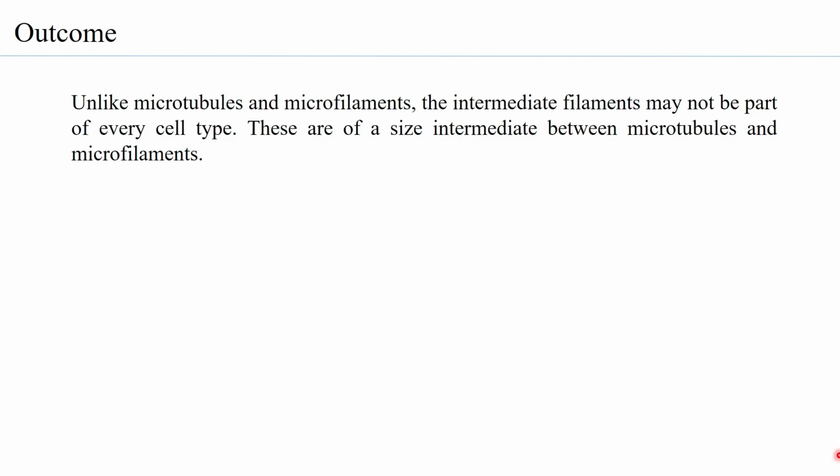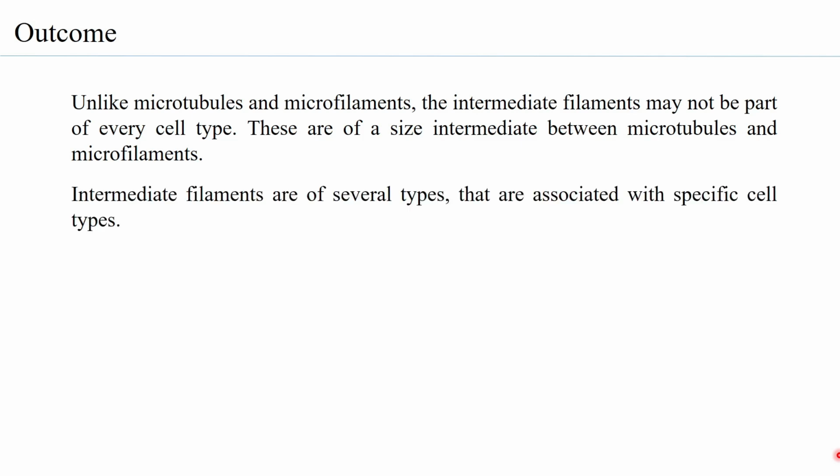These are of a size which is intermediate between microtubules and microfilaments, and hence the name intermediate filaments. Microtubules are 25 nanometers, microfilaments are 7 to 8 nanometers, and intermediate filaments are around 11 to 12 nanometers in size, and therefore they fall between microtubules and microfilaments.